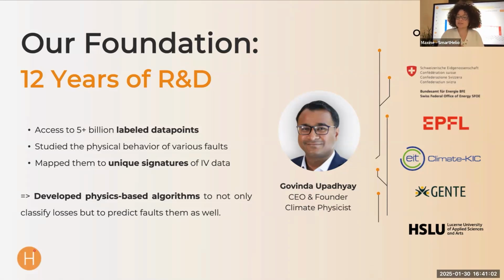As part of this R&D grant, we had access to more than 5 billion data points, which were labeled. This is very important because for each plant from where we had these data points, we had been told that in that plant, in that specific section, on that specific day, this was the fault happening, and this is how you can see it in data. Based on that, we could study the physical behavior of various faults. So now we're able to classify more than 30 different types of faults, whether this is soiling, shading, vegetation, inverter level fault, etc. Each of these faults could be mapped to a unique signature on voltage and current.